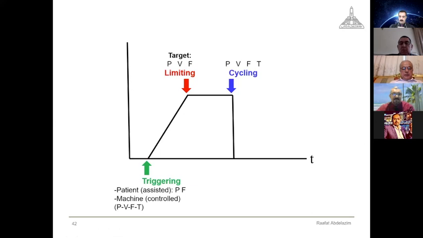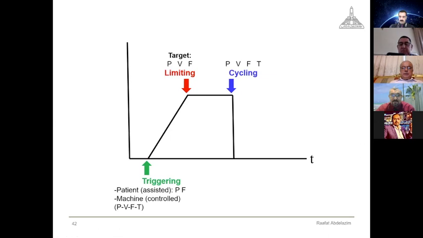If the patient is not having sufficient spontaneous breathing effort, or if we give controlled ventilation by applying muscle relaxants, the triggering will be machine controlled. If it is machine controlled, it depends on pressure, volume, flow, or time according to the mode of ventilation. This is the triggering point. Now the ventilator is giving the patient something, and something should limit what is given from the ventilator to the patient. The limiting factor or the target is achieved by either pressure, volume, or flow according to the mode of ventilation.